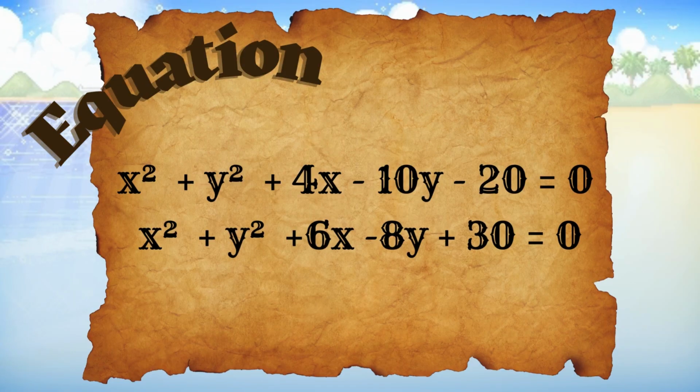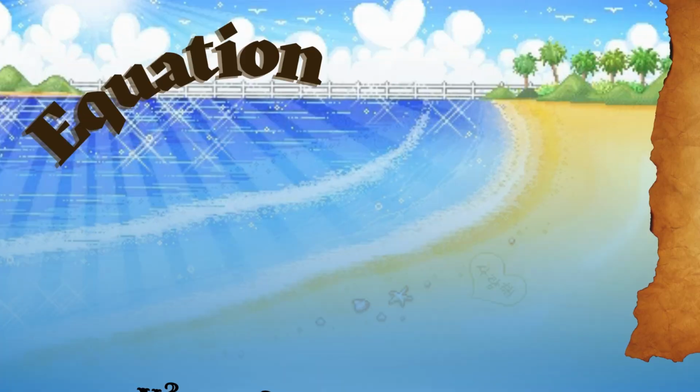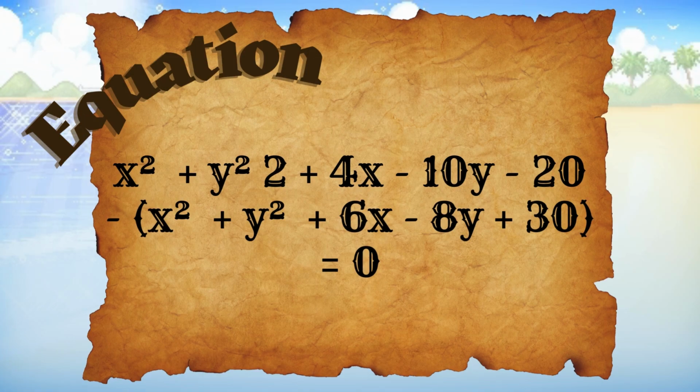Given two non-concentric circles with the equations x squared plus y squared plus 4x minus 10y minus 20 equals 0, and x squared plus y squared plus 6x minus 8y plus 30 equals 0, find the equation of the radical axis. To tackle this problem, we need a systematic approach.